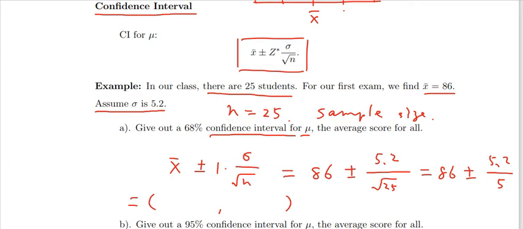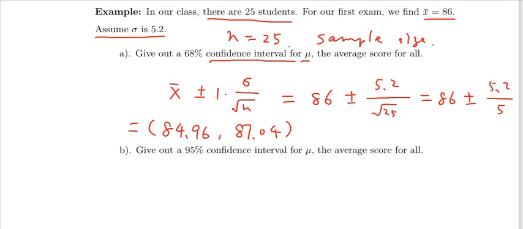So we find this equals 84.96. And 87. So we can say we have 68% confidence to claim the average for all people is between 84.96 and 87.04. So we'll be in this range.